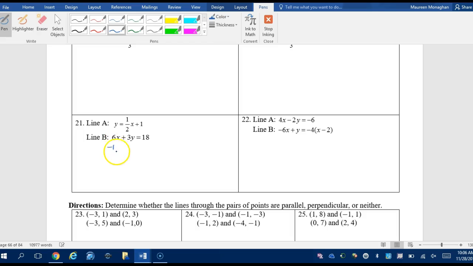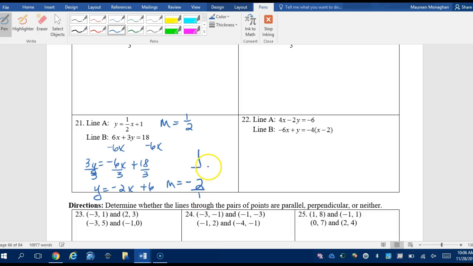We're going to have to subtract 6x. So then I get 3y equals negative 6x plus 18. Divide everything by 3. Y equals negative 2x plus 6. So the slope here is 1/2. The slope here is negative 2, which is 2 over 1. So this would be perpendicular.